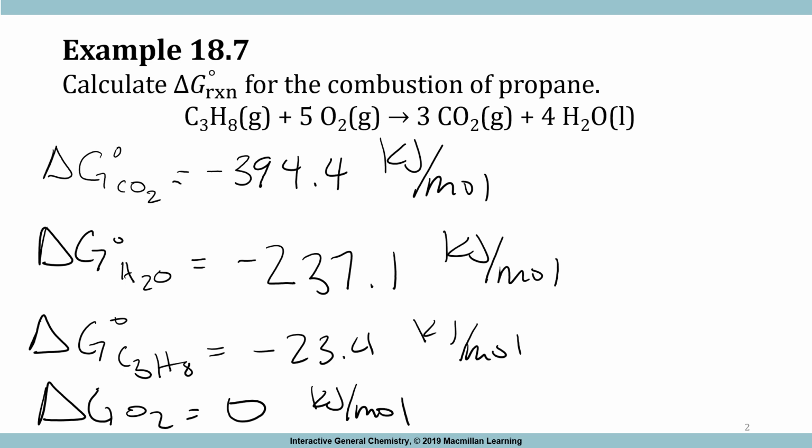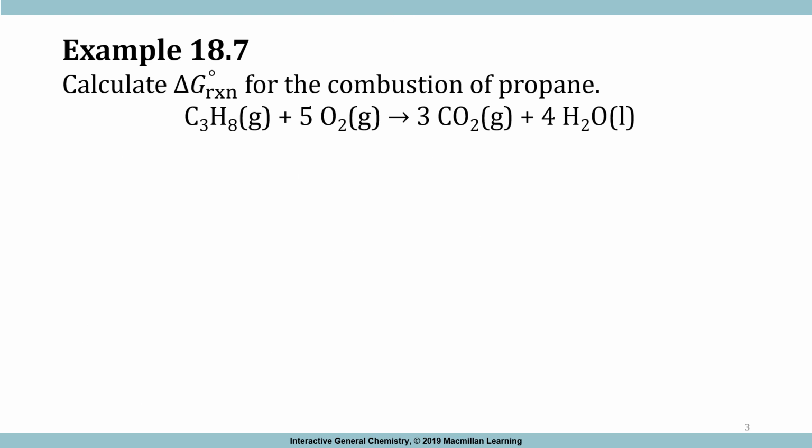So it's the same thing like with entropy. If you have a diatom like O2 or H2, then those Gibbs free energies are going to be 0. The only time it does not have a 0 number is when we're dealing with the entropy, because it is a gas, it's going to have a positive entropy value. Now that we have all of these values, let's plug it into the reaction equation and solve for our Gibbs free energy for the overall reaction.